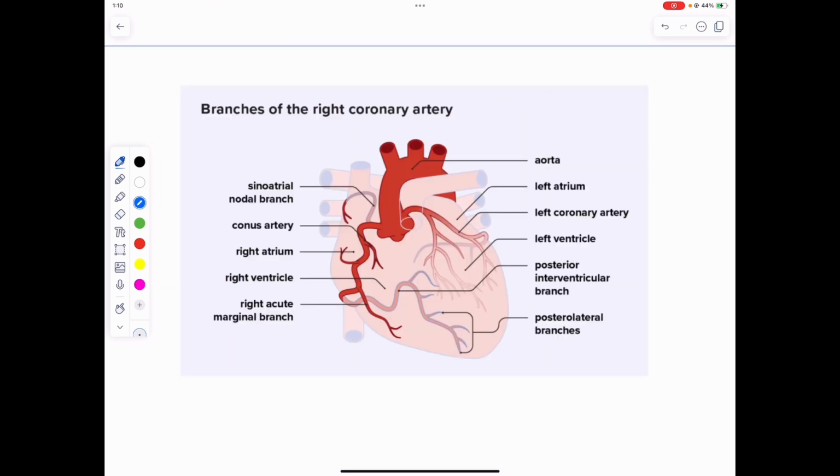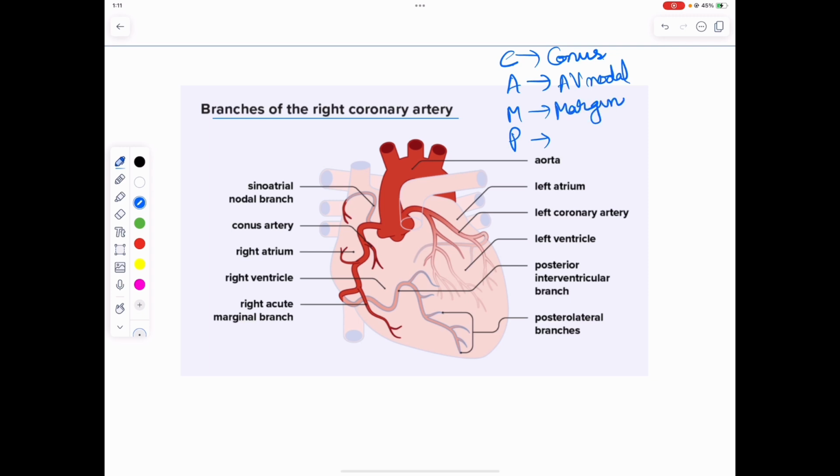Now we move towards the branches of the right coronary artery. How can we remember them? It can be learned by the mnemonic CAMP. That is C for the conus branch, A for the AV nodal branch, M for the marginal artery. These are the branches of the right coronary artery.